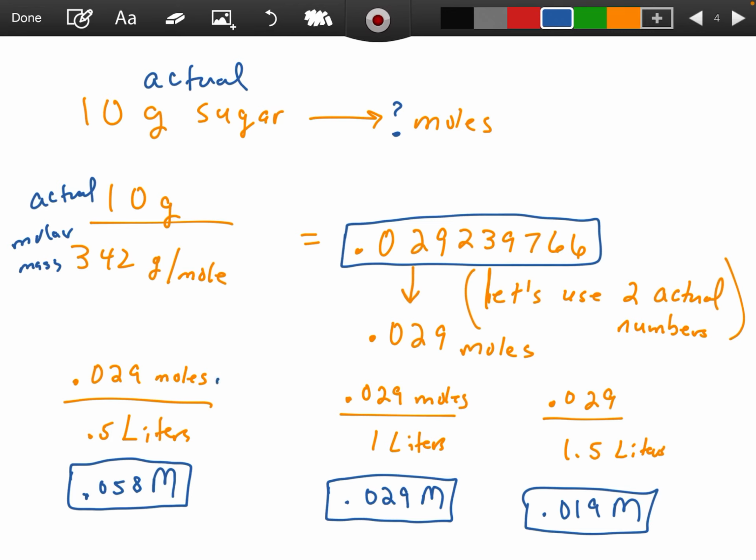And then if you were to take that and dissolve it in a half a liter of water, this would be your molarity. If you were to dissolve it in more water, this would be your molarity. And if you were to dissolve it in even more water, this would be your molarity. So your concentration went down as you increase the amount of water, which is what would happen. So that's a quick run through on molarity.